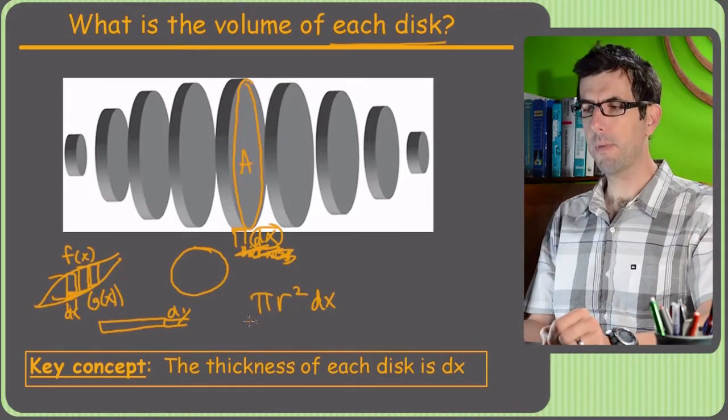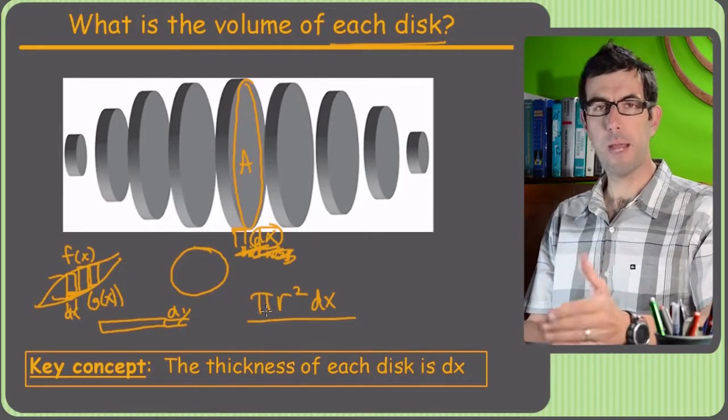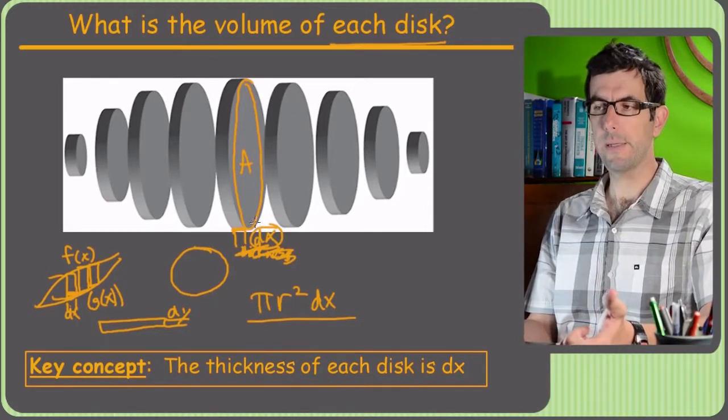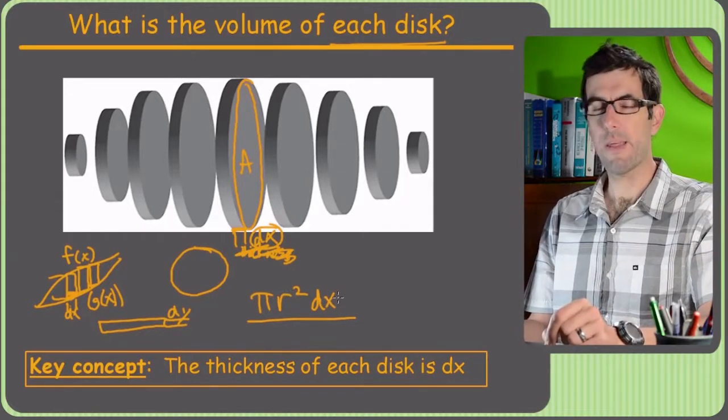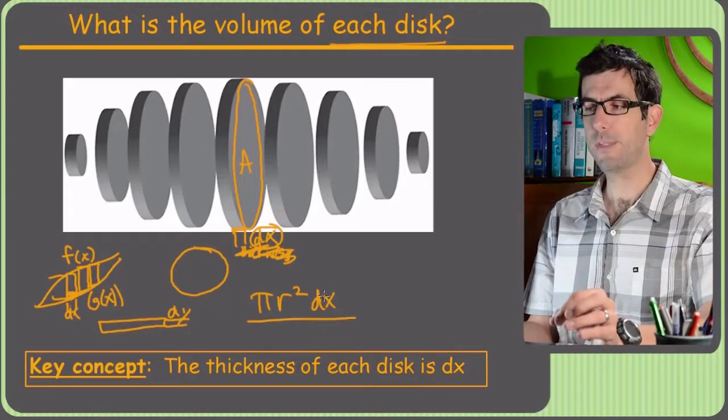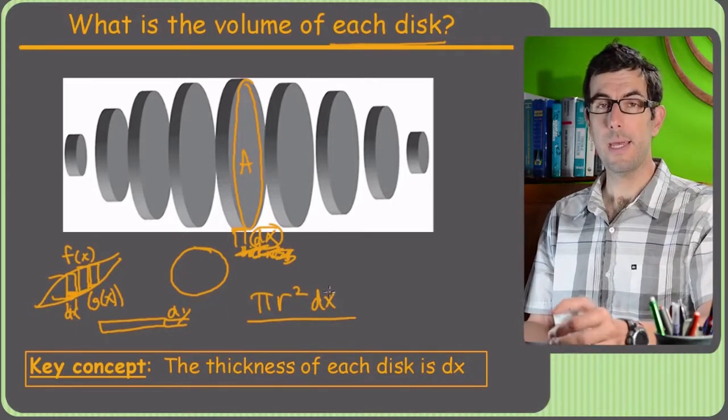So this is the volume of a single disk. It's pi r squared, where r is just the radius of that disk. And of course r is going to end up being like the functions we're using. But then dx is the thickness. So a really key concept is to always think of the dx or dy as the thickness.